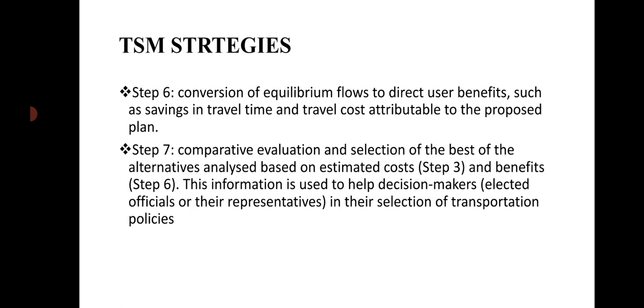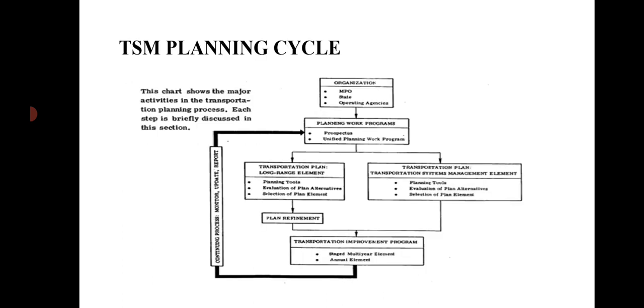So that is the step 7. So these are the steps involved in the TSM planning. Now that can be shown as a TSM planning cycle. So this is a chart which shows the major activities in the transportation planning process. Each step is briefly discussed in the coming slides.